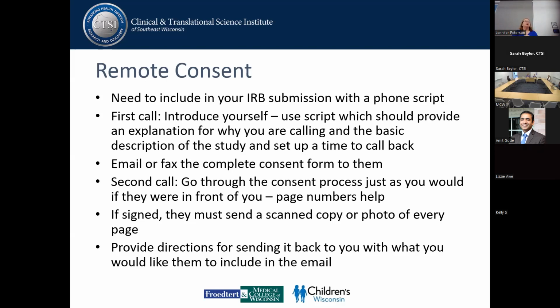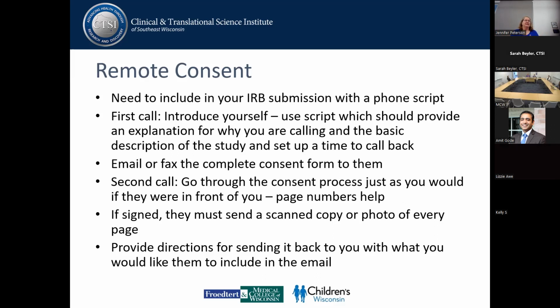So then you would set up a time to call back after they had had time to look at that consent form. And on that second call, you essentially would go through the consent process just as you would if they were right in front of you. So go through the consent form, ask about questions. Page numbers help. So particularly on the phone, I would say, I'm on page 4, and I'm looking at this section of the consent form, so that they for sure were looking at what I was talking about, just to make sure they're keeping up without the visual cues. You don't know whether they're with you or not.